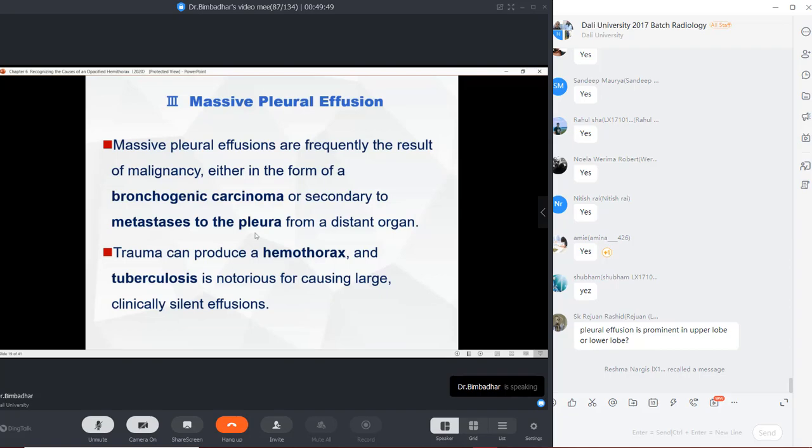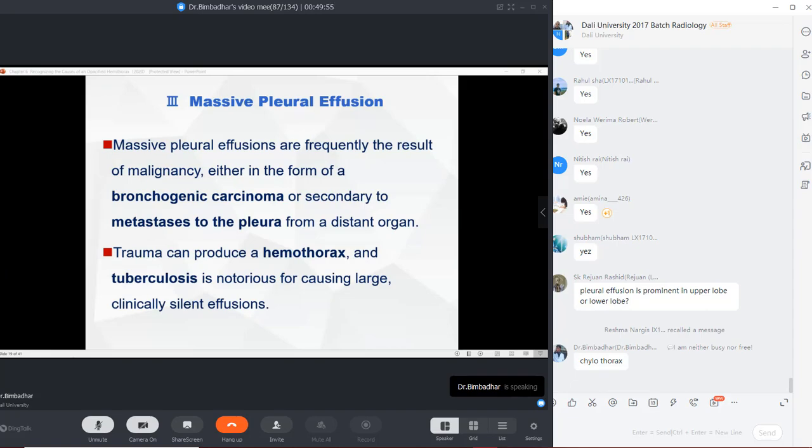chylothorax. Remember? Chylothorax is nothing but filling up of chyle inside the pleural cavity. If there is blood, it is called hemothorax. And if there is fluid, we call it effusion, pleural effusion. Bronchogenic carcinoma, lymphangioleiomyomatosis, tuberculosis. Technically speaking, primary tuberculosis and these are the most important reasons for causing massive pleural effusions.